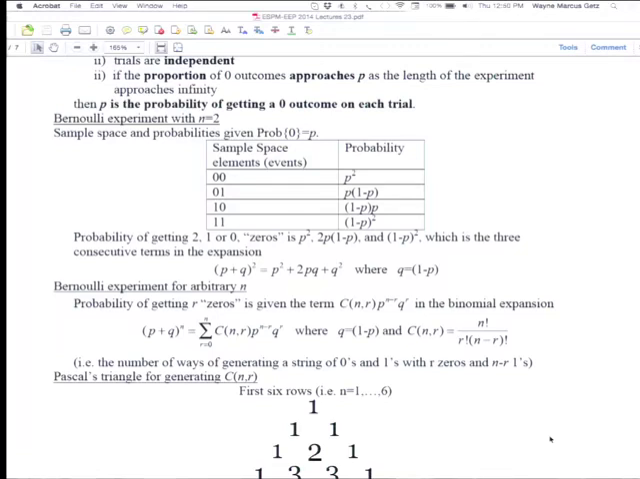And if you go back to the binomial expansion for n trials, you'll get something that looks like this expression over here, but this is called the number of ways of choosing r zeros out of a possible n zeros. And that's given by this expression in terms of the factorial. So has everybody seen that? Anybody not seen that? Okay.